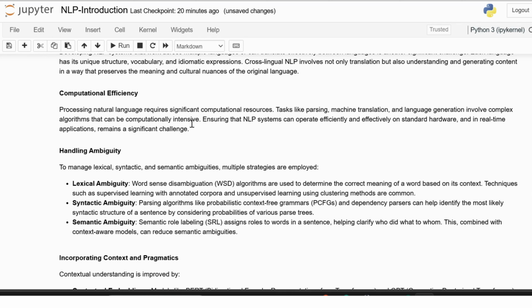Ensuring that NLP systems can operate efficiently and effectively on standard hardware, and in real-time applications, remains a significant challenge. Addressing these challenges in NLP requires innovative solutions and approaches that can enhance the robustness and accuracy of NLP systems. We will discuss various strategies and techniques used to design effective NLP systems.